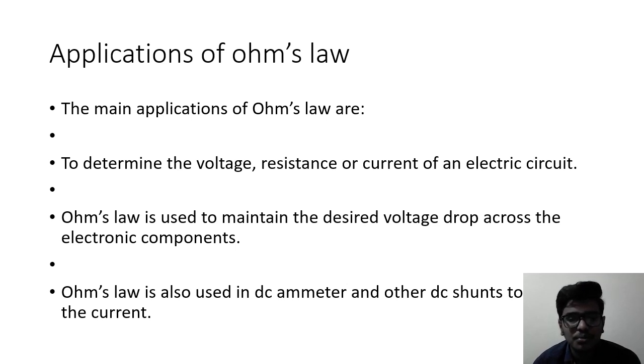Ohm's law is used to maintain the desired voltage drop across the electronic components. It is also used to maintain the desired voltage drop across the electronic components. Ohm's law is also used in DC ammeters and other DC shunts to measure the current. Okay, this we know already, and these are the applications of Ohm's law.